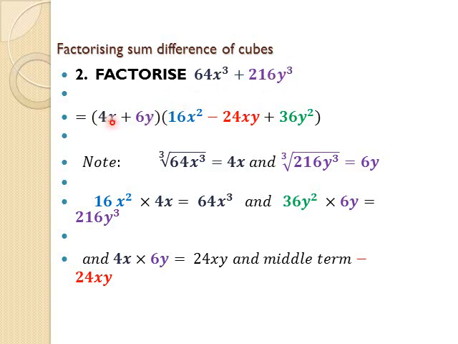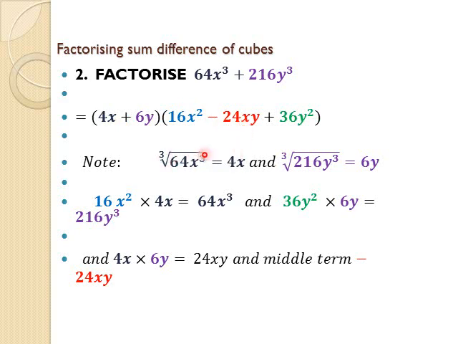Right? Now 4x times what will give me 64? In short, it will always be 4 times 4 gives me 16. x times x gives me x squared. There, positive times positive gives me positive. 6 times 6, 36. And y times y, y squared. Then to cancel out the middle term, you see 4 times positive 6 gives me plus 24xy. So there I must write minus 24xy.